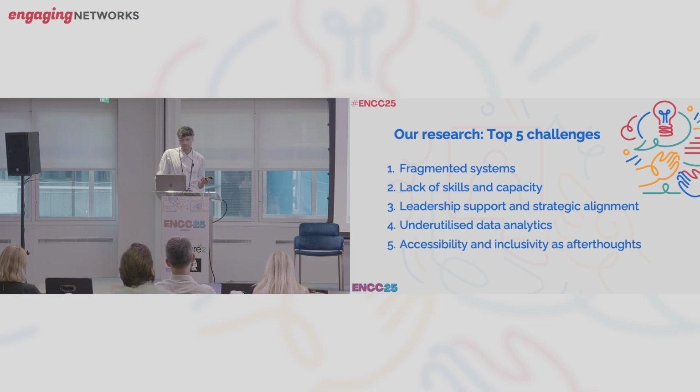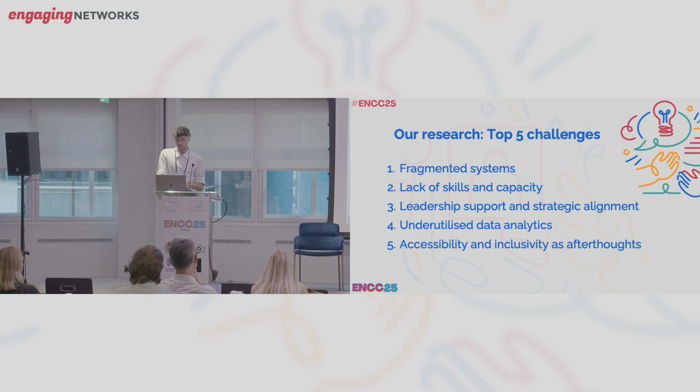The second is a lack of skills and capacity. By this, we mean that digital campaigns teams are often very stretched. They often have a lot of stuff they need to do, and so they don't often have the capacity or the time to be learning new skills on top of this. Third is leadership support and strategic alignment. By this, we just mean that not having a digital strategy that is supported by leadership can often make expanding on your digital tools more difficult.